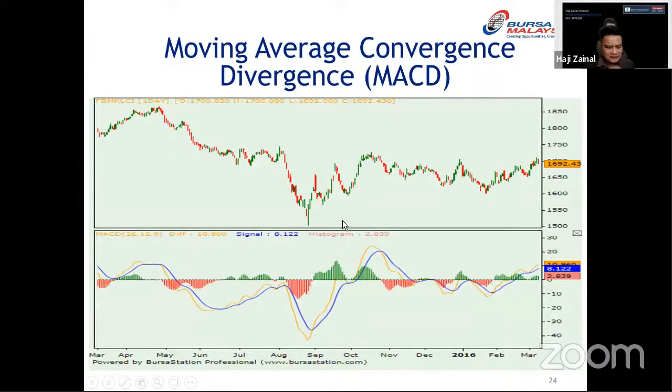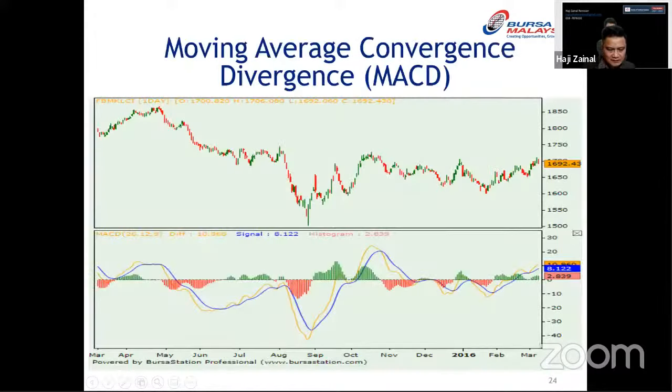If you notice that, how to read this MACD? The center line is the 0 line. Whenever the price or the MACD moves above the 0, we are saying that the market is in an uptrend. If it is below 0, we can say that it is a downtrend.